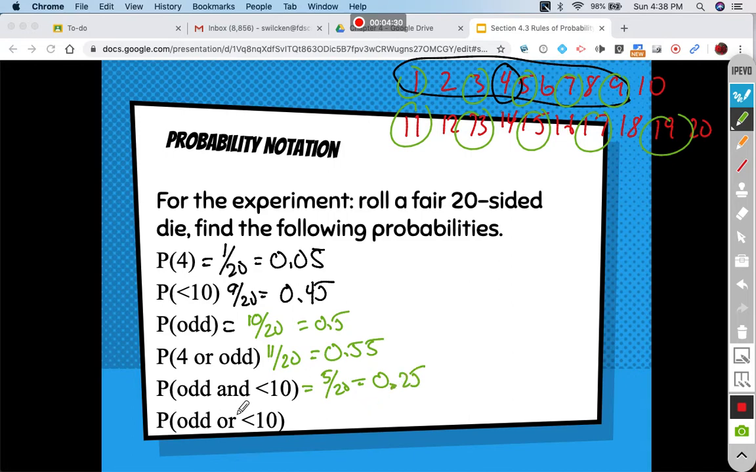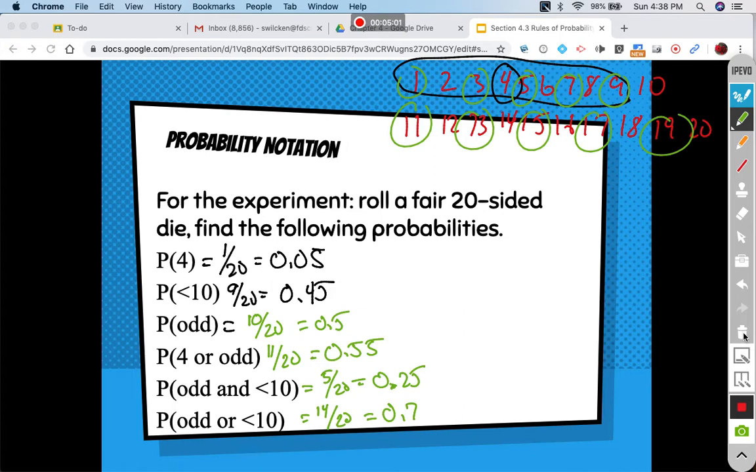Finally, odd or less than 10. That means I can take all these ones that are less than 10. I got 9 of them. And I got 10, 11, 12, 13, 14. So I have 14 out of 20, which is 0.7. So that's basically using that probability notation and putting it together. This isn't too bad to do. You might not have needed the sample space, but it helps sometimes.